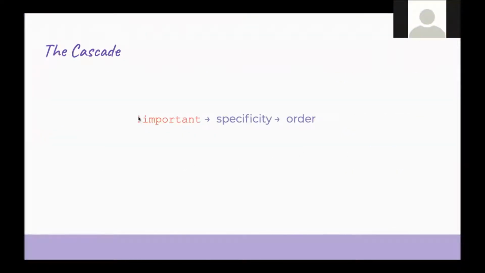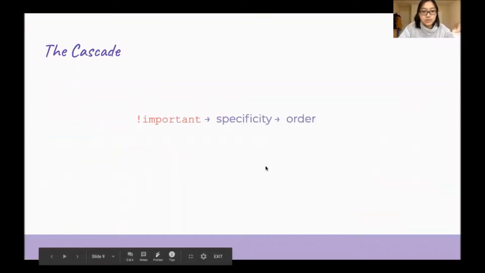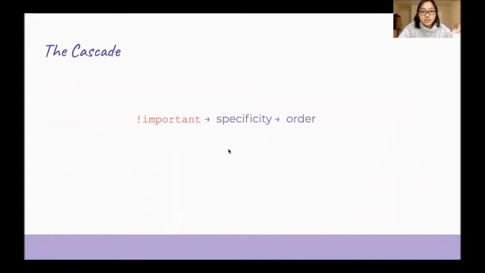First there is important, and basically you can put important next to any of your styles, and important will supersede any CSS style. For example, if I put important next to the black, it'll turn out to be black instead of blue, because important takes first priority. It's not really an efficient way to do it. It works, but we can do things different ways. So specificity is next, and then last is order.